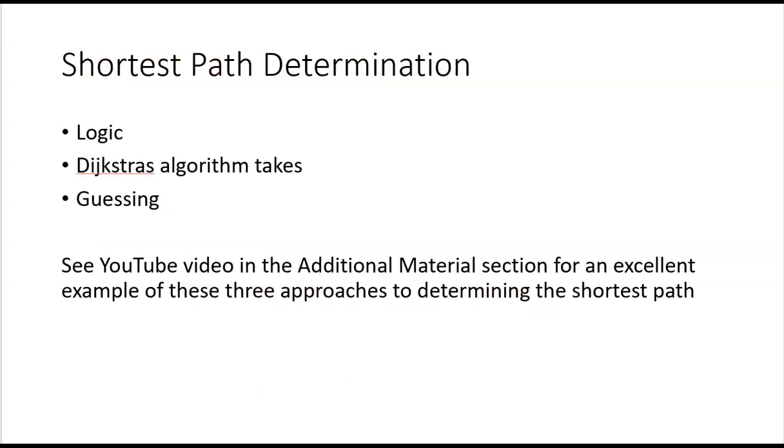So the shortest path determination can be done basically in one of three ways, is all I'm focusing on. It can be a logic path. It can be Dijkstra's algorithm, which is going to be useful. Or you could guess. Don't recommend guessing, but it can work many times.